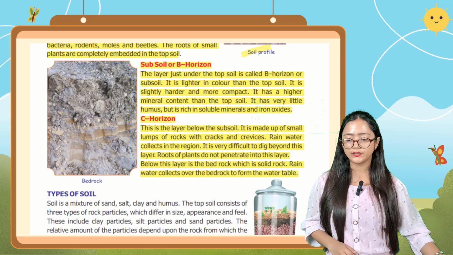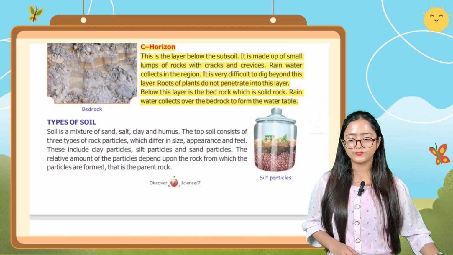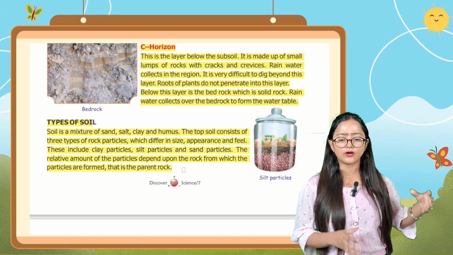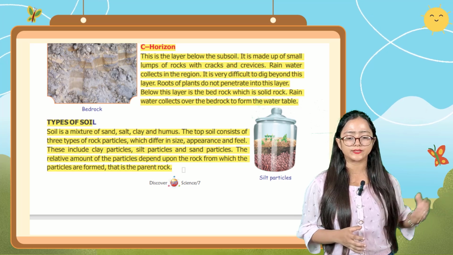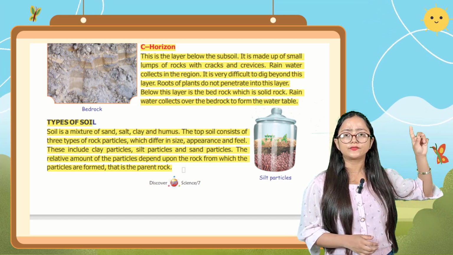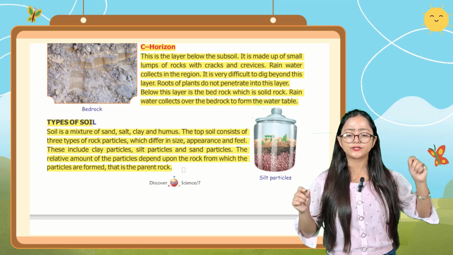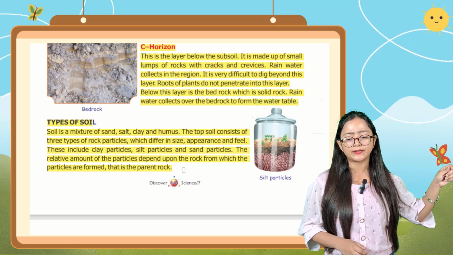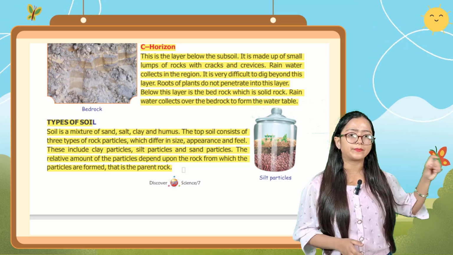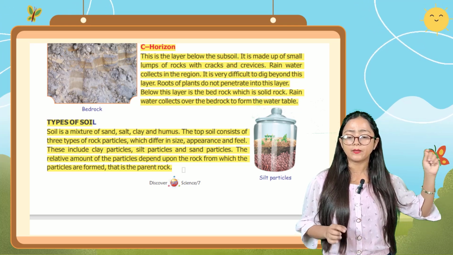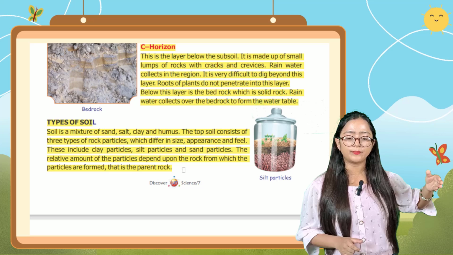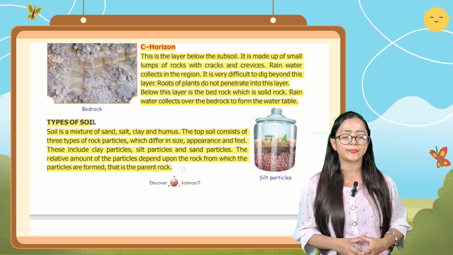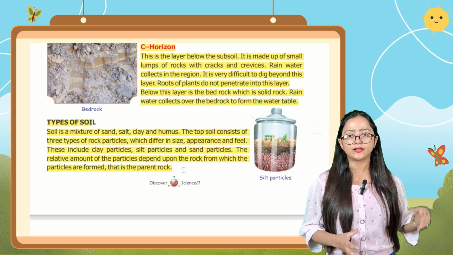Now we're going to talk about types of soil. Soil is a mixture of sand, silt, clay and humus. The topsoil consists of three types of rock particles which differ in size, appearance and feel. These include clay particles, silt particles and sand particles. The relative amount of the particles depends upon the rock from which the soil is formed, that is the parent rock.